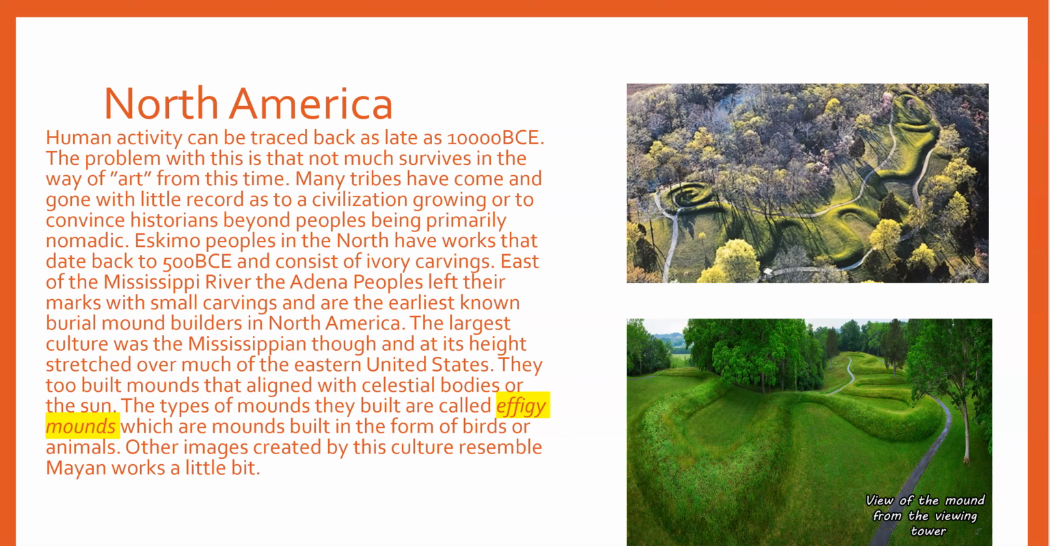The Inuit peoples of the north, Eskimo is more of a term that we use that can be considered a little derogatory. So I use that term just so we're understanding what we're talking about, but I don't use it in a derogatory way. But they've been working, dating back to about 500 BCE, and a lot of their stuff is preserved because of ivory carvings. East of the Mississippi River, the Adena peoples left their marks with a lot of small carvings. There's some images in your book on that.